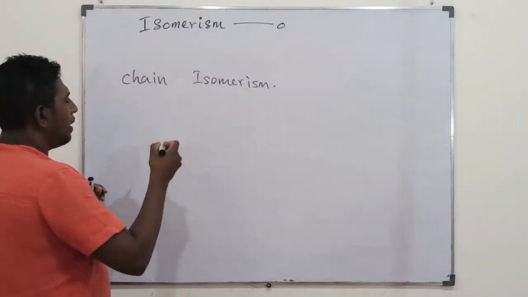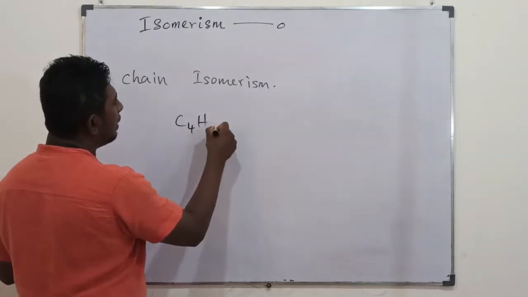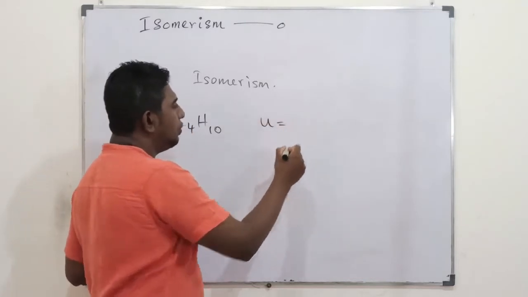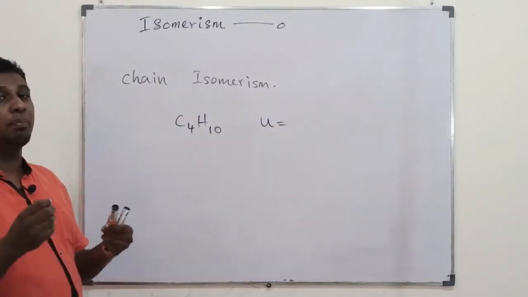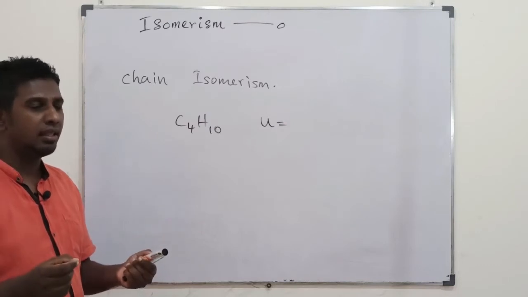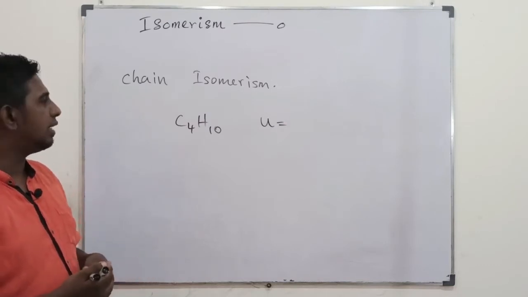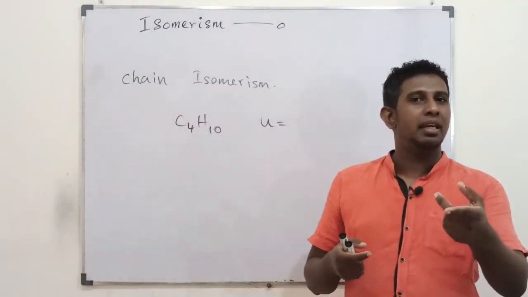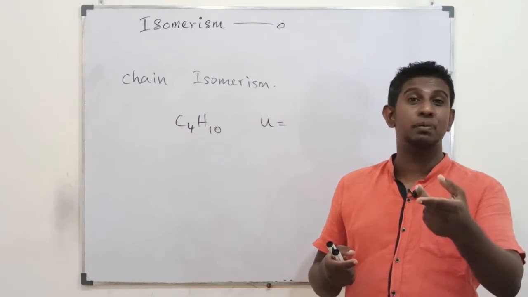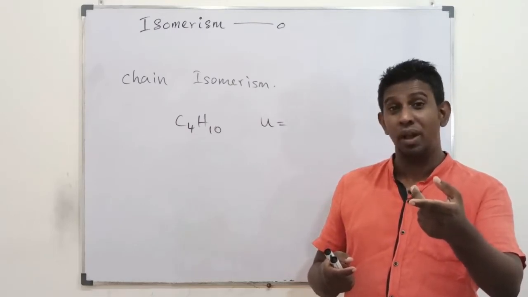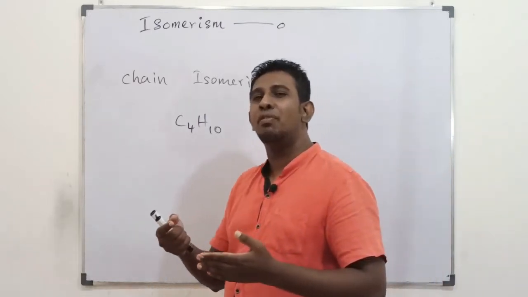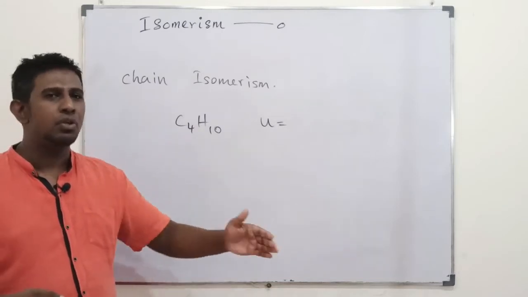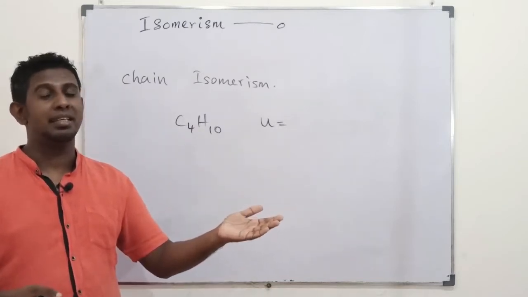Students, when you have C4H10, its unsaturation number U is 1. U is the unsaturation number, the number of pi bonds and cyclic structures. You could find it by multiplying the number of carbons by 2, adding 2, subtracting the number of hydrogens as well as the number of halogens if you have, then adding the number of nitrogen atoms, and then dividing that by 2. So you get the number of pi bonds and cyclic structures.